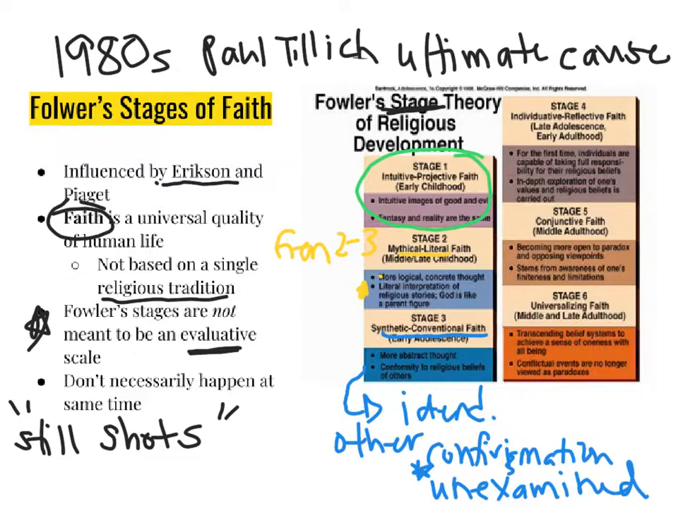So the next phase, phase 4, is the individualistic reflective phase, and reflective is a really important part here. This is usually in your college years, in your 20s. It says, for the first time, individuals are capable of taking full responsibility for their religious beliefs, and in-depth exploration of values and religious belief is carried out. So this is where you start to question your faith.